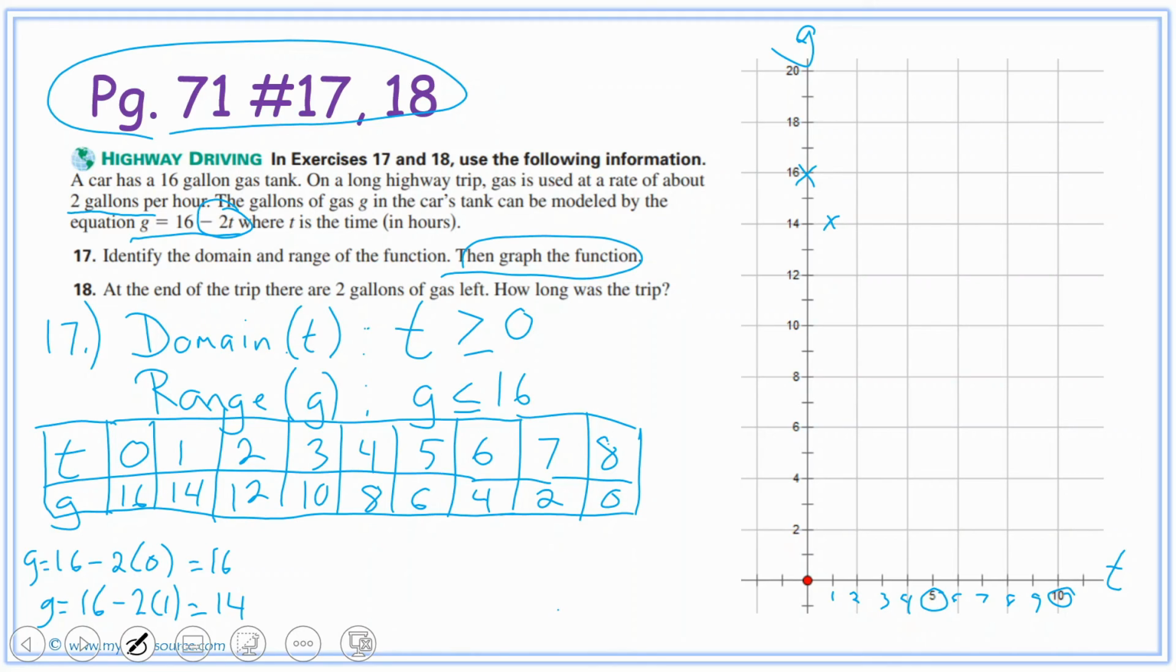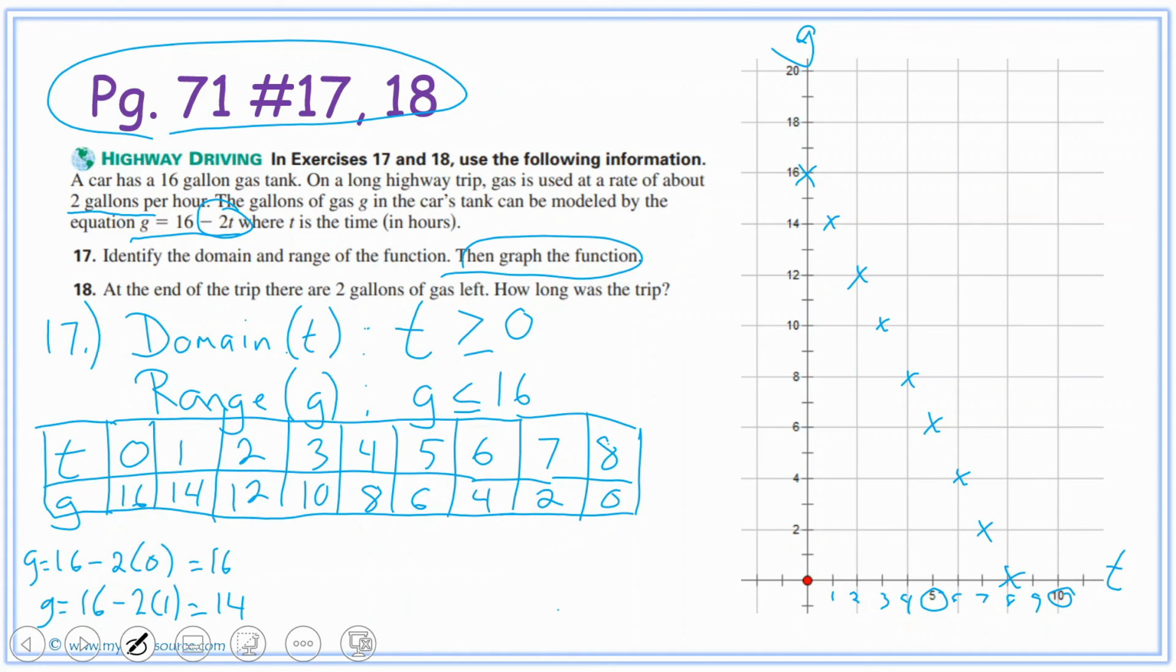You have 2 and 12. You have 3 and 10. You have 4 and 8. And you might see the pattern and you could possibly just fill them in as you go. But I'm just going to go through it point by point for the example. So 6 and 4, 7 and 2, 8 and 0. Right? And then you would just draw a line.